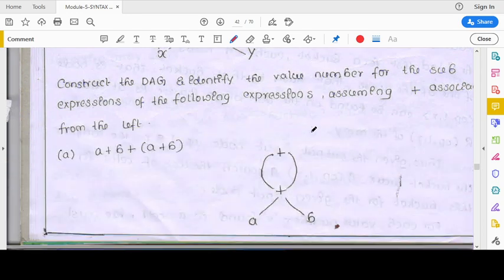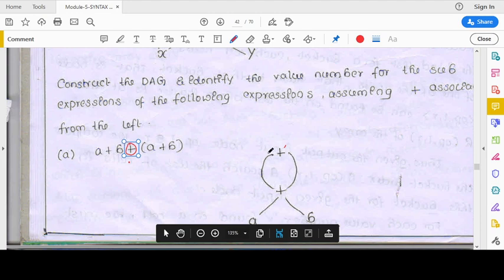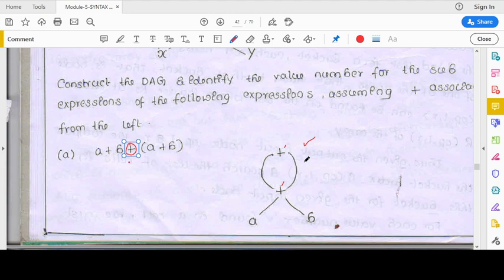Then we'll look into a few small example programs of DAG. Here, a plus b plus, within brackets, a plus b. This can be the left child, right? The left child of plus is again plus, and the right child is also plus, so plus is my header, and it sees the left child also plus and the right child also plus. For this left child, what is a, the left child is a and the right child is b, and for the other plus it is also a and b. So this will be your DAG for the expression a plus b plus within brackets a plus b.